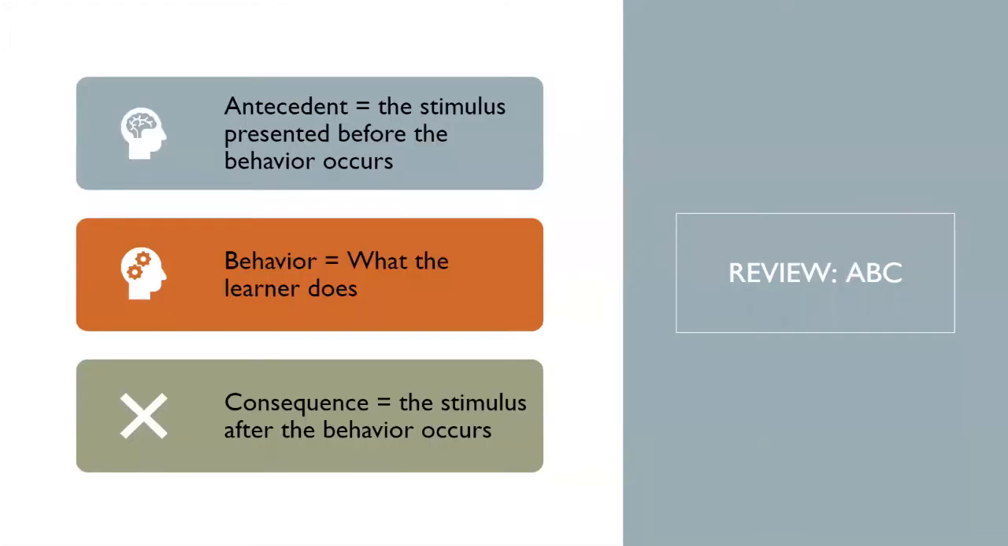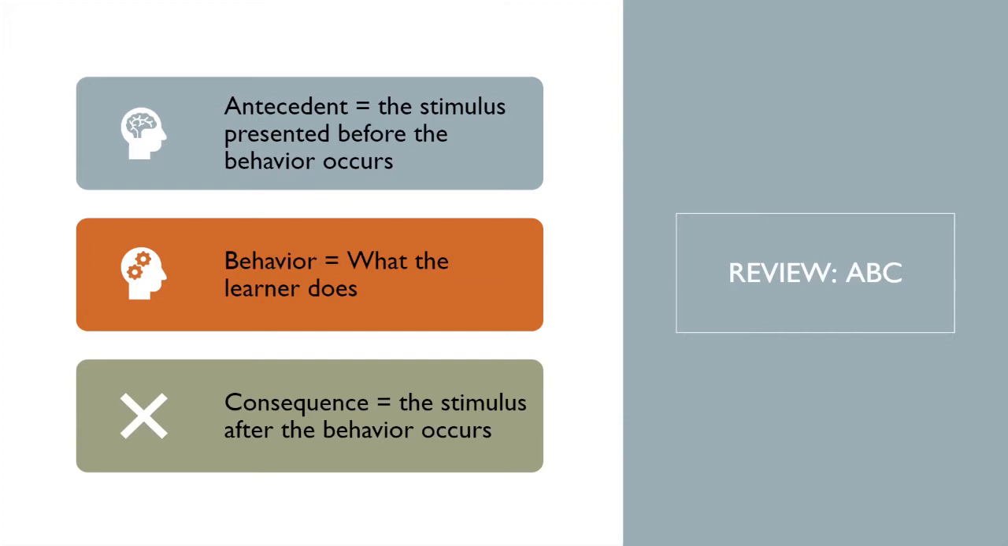Before we go on, let's do some review. What is ABC? A for antecedent, which is the stimulus presented before the behavior occurs. B for behavior, which is what the learner does that is observable. And C for consequence, or the stimulus after the behavior occurs.